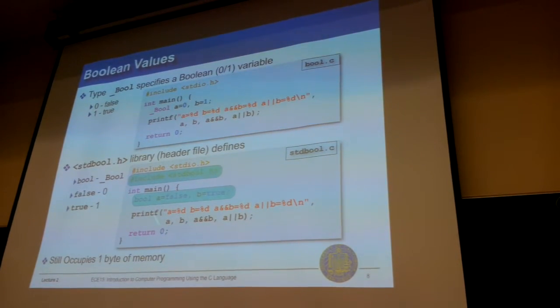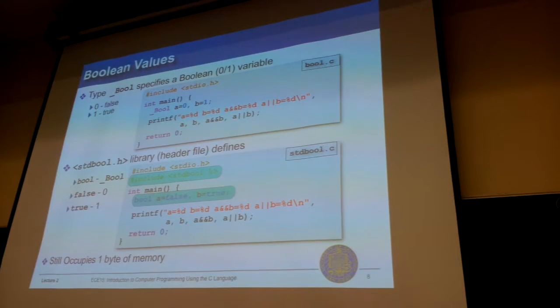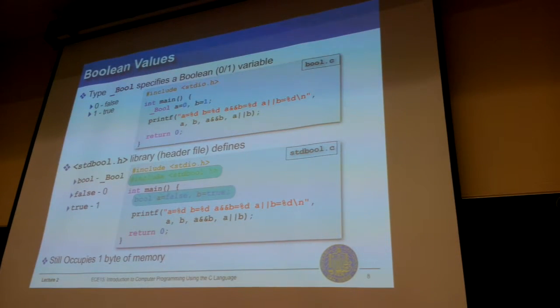So it turns out that even though this is just a 1-bit number, a bool type still occupies 1 byte of memory. And the reason for that has to do with the way modern processors are designed. We won't go into that in detail, but just so you know, we're actually still wasting quite a bit of memory. Right? We only need 1 bit to represent a Boolean.